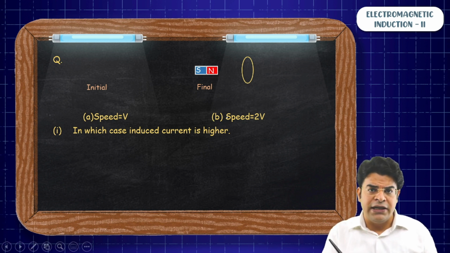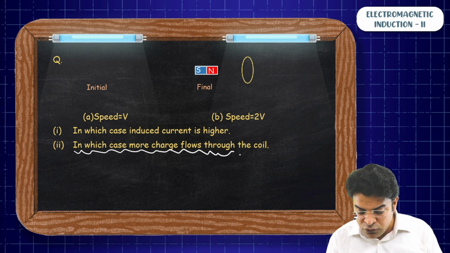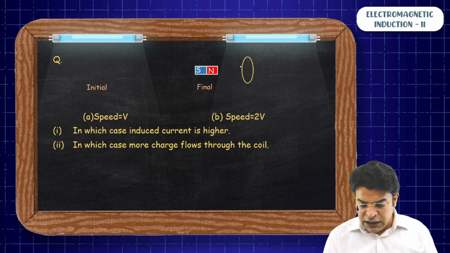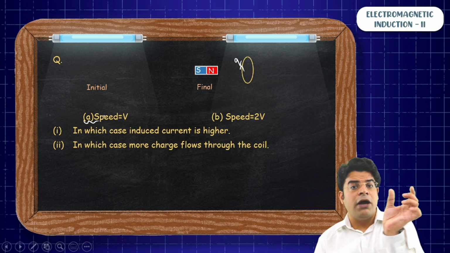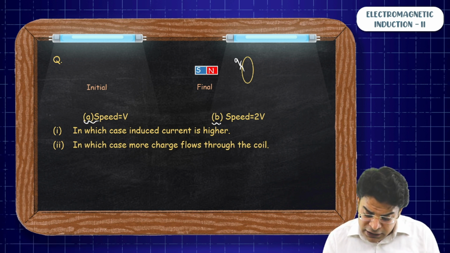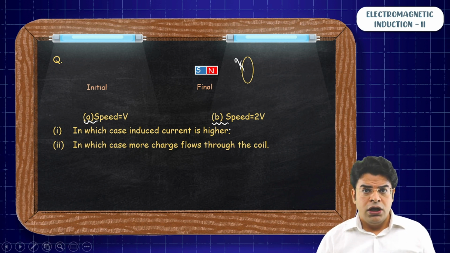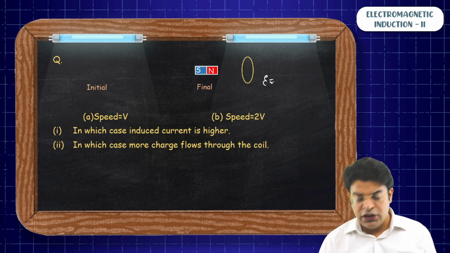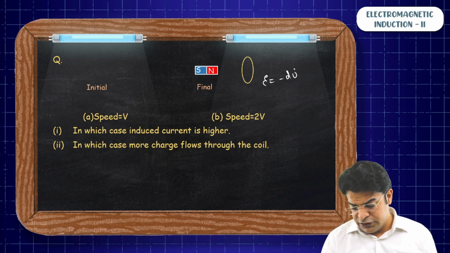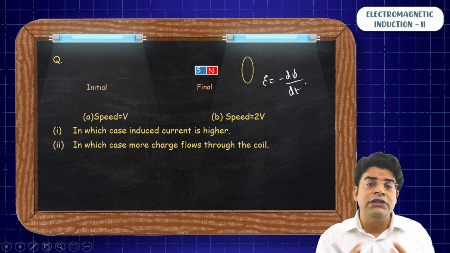And the second thing that is asked is, in which case does more charge flow through the coil? So the charge flow through the coil is higher in which case? In case A, when you are moving the bar magnet with speed V, or in case B, when you are moving the bar magnet with a speed 2V. So you will say, sir, we know that the EMF induced in the loop equals minus dΦ/dt. Yes. So the higher the rate of change of flux, the more is the EMF.